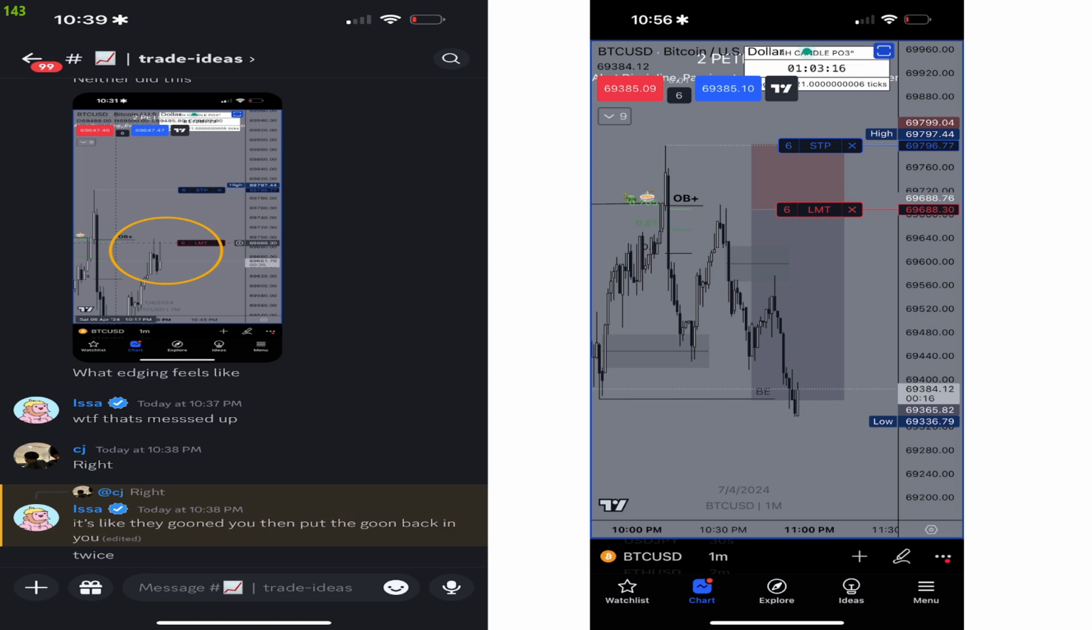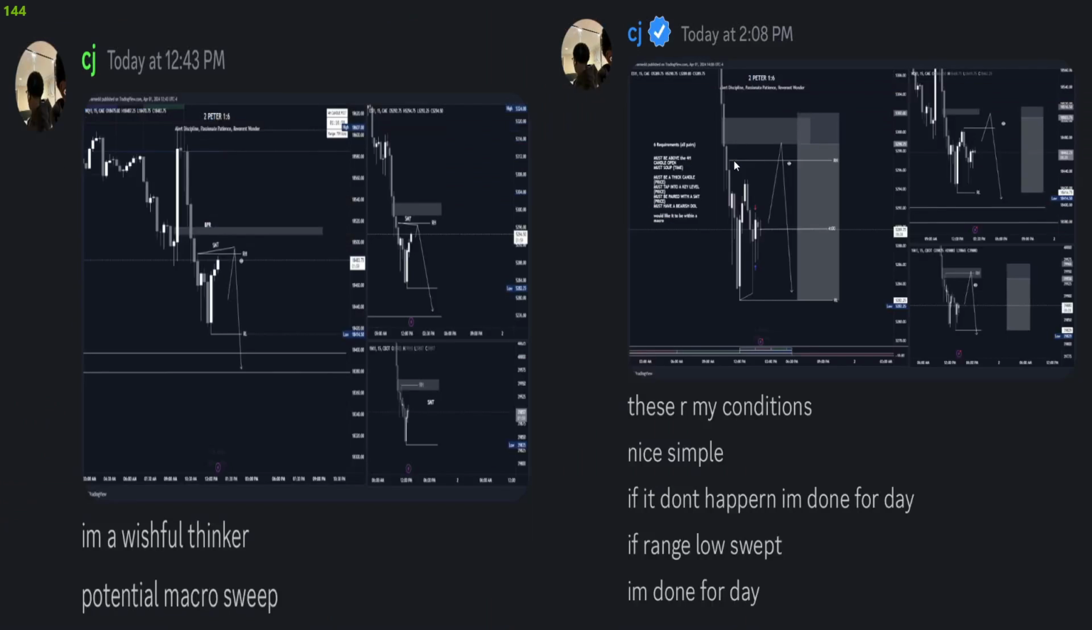I would have entered off a 30-second inversion, not change the state of delivery, but a 30-second order block play, because the change of state of delivery, as you can see, was right here, and that's way too deep. I would have waited for a retrace.